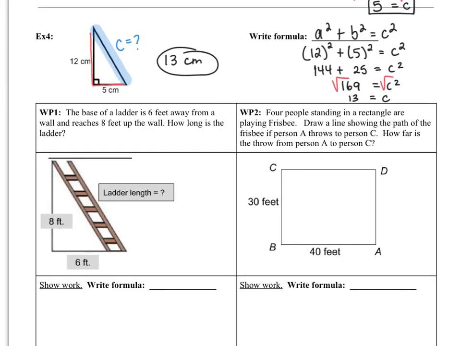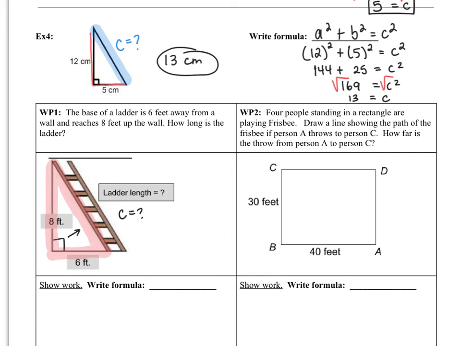The next 2 examples are just applying some real-world context of how you might see the Pythagorean theorem used in the real world. In this case, we've got a ladder that's leaning up against a wall. And so you can see here's my wall. This would be my floor, which would be my right angle. And so I've got a right triangle that is formed by the wall, the floor, and the length of the ladder. And so in this case, we're trying to find the hypotenuse of this right triangle that is formed.